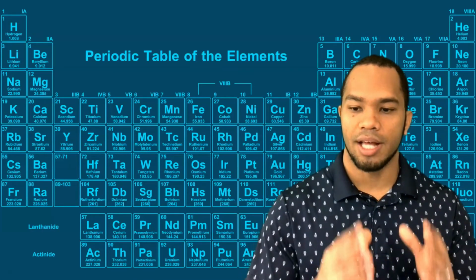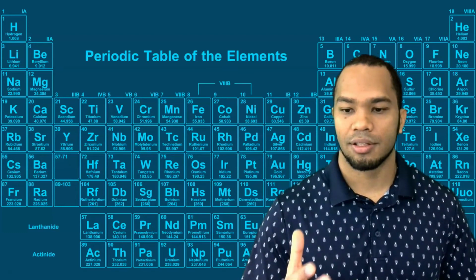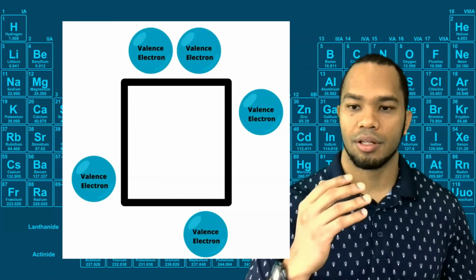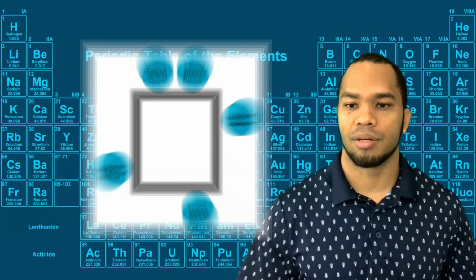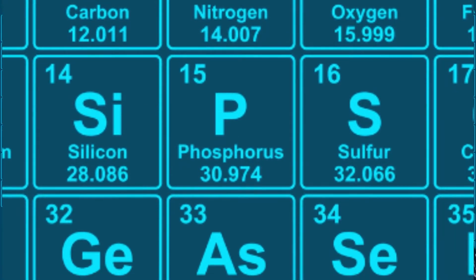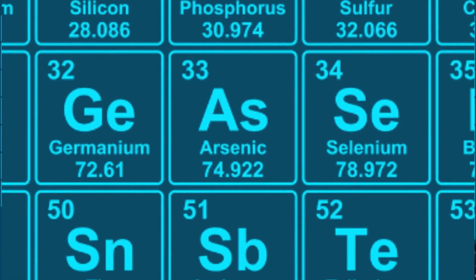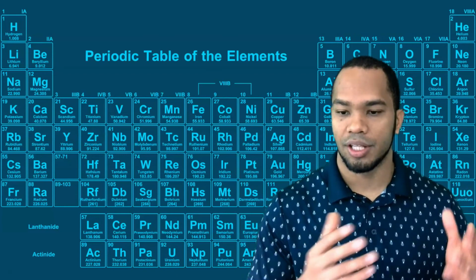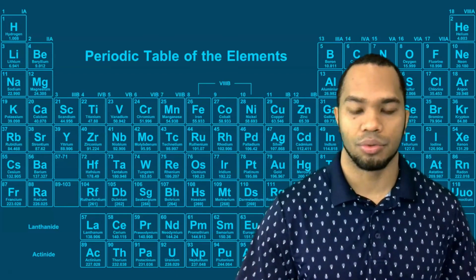So the elements that could represent the Lewis dot structure that we just saw would be the elements in group 15. So nitrogen, phosphorus, arsenic, antimony. These all could potentially be the element that is represented by the Lewis dot structure.